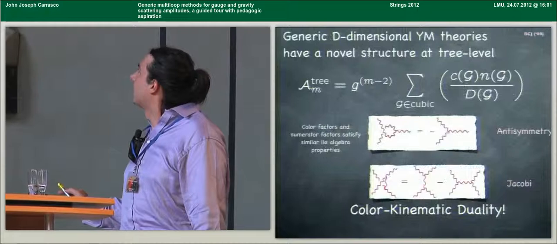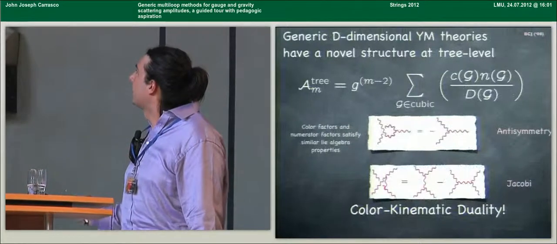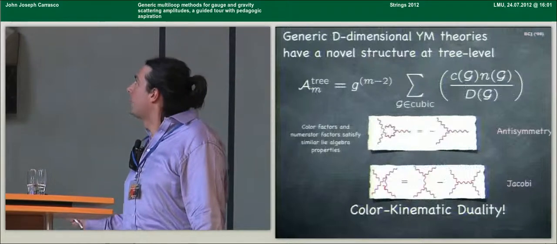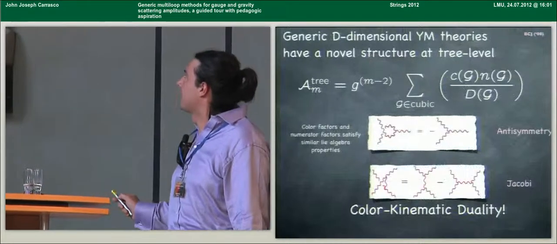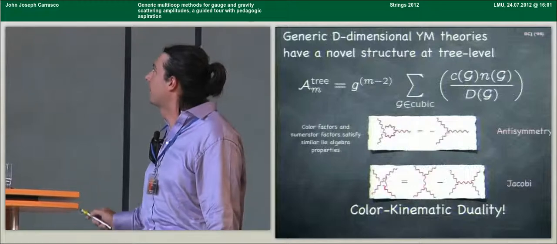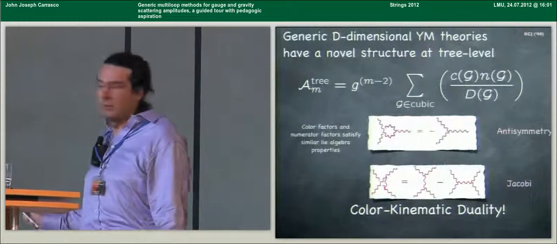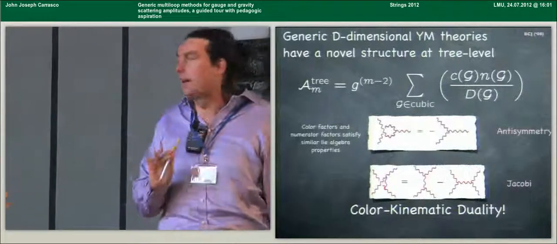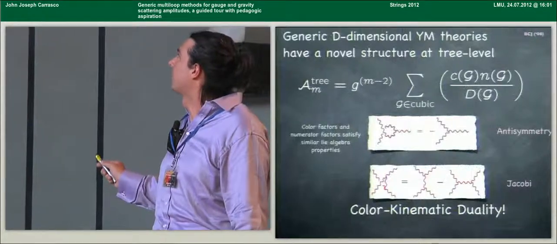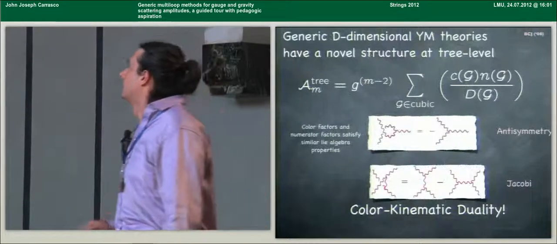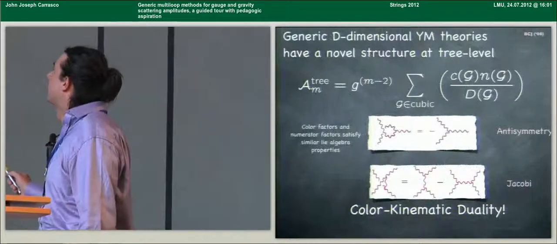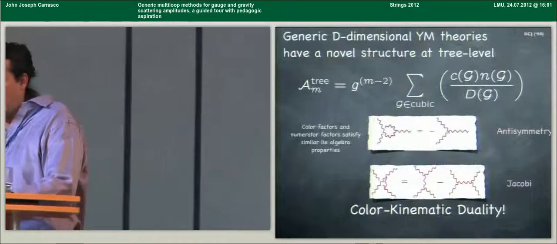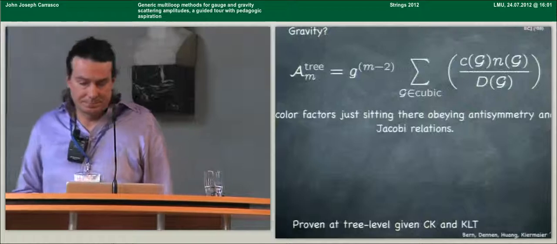And this structure is the fact that you can find representations at tree level where not only do the kinematic factors satisfy the antisymmetry, which was always part of the game, but they can satisfy the same Jacobi relations, the exact same Jacobi relations that the color factors do. So these kinematic weights satisfy the same algebra as these color factors. So this is the emergence of this duality between color and kinematics.